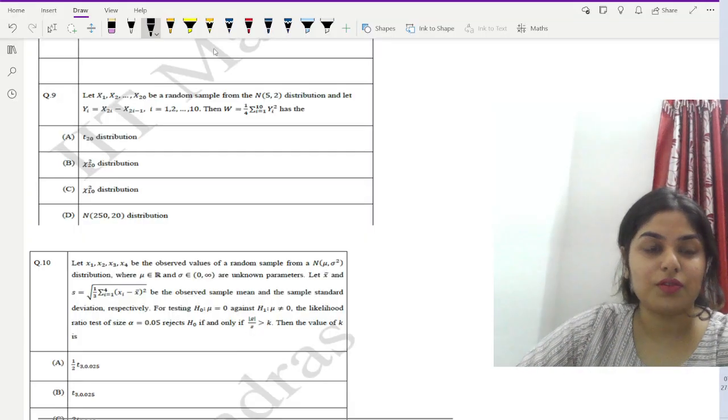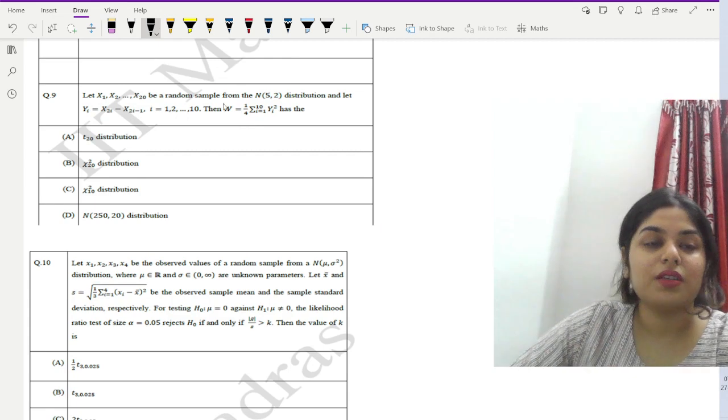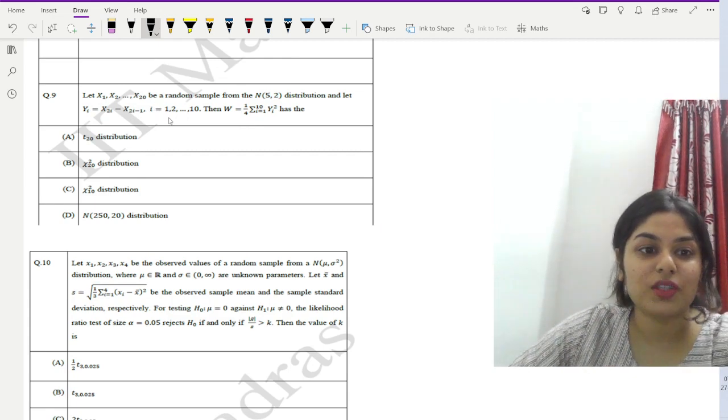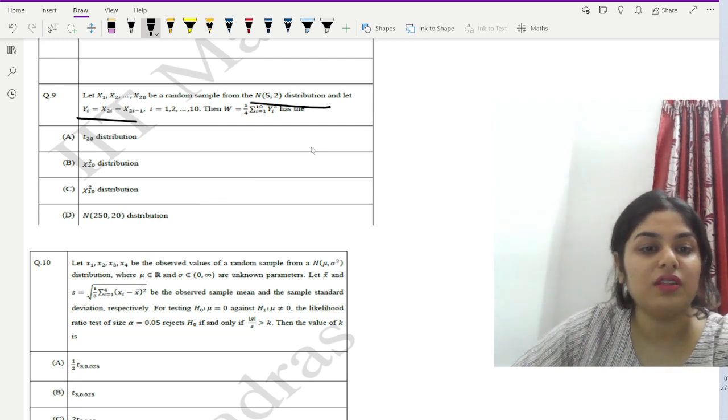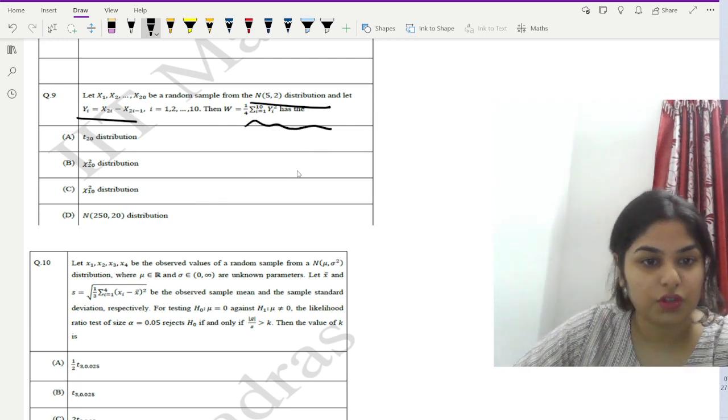Alright, so let us now solve from question number 9 here. As you can see, it is given that let X1, X2, X3 be a random sample from a normal distribution, that is, with mean 5 and SD 2. So you are given one condition that Yi is X2i minus X2i minus 1, and i is from 1 to 10. So we have to find out what is the distribution for W.